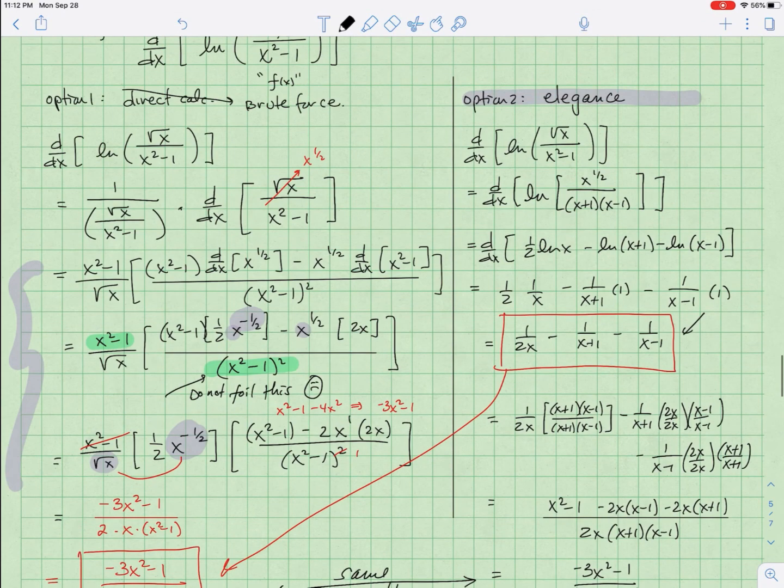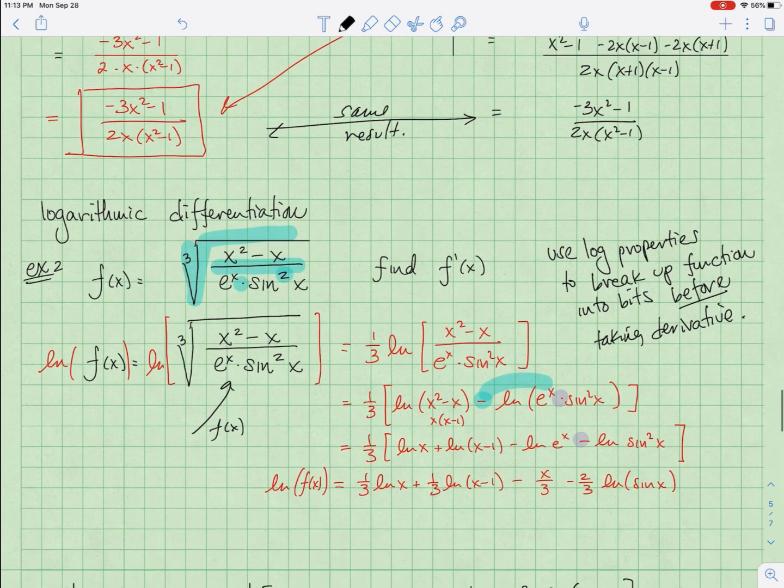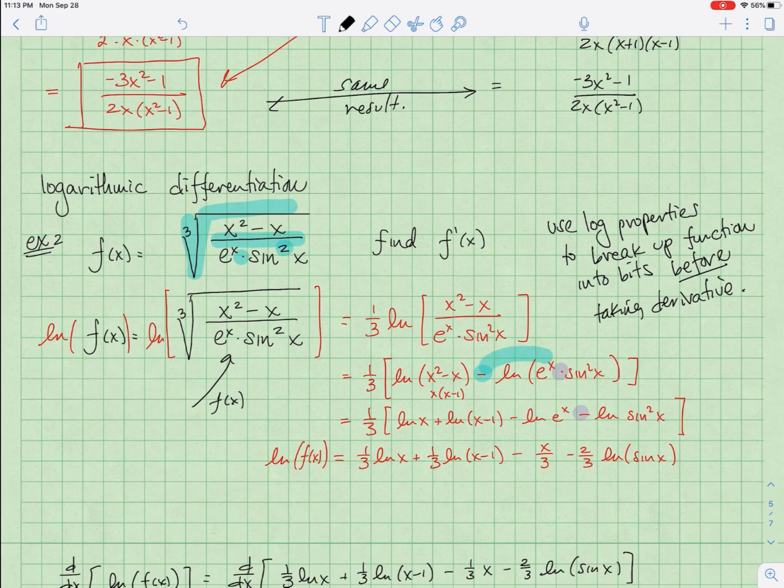If we look at some of these previous examples, isn't that what we just did right here? Yes and no. The difference between what we did up here and what we did down here was, in example 1, there was already a natural log in the problem. In this problem, we introduced our own natural log on both sides of the equation that allowed us to use log properties. So, step 1, take the natural log of both sides. And then step 2, use log properties before taking the derivative. And then step 3, differentiate and solve for f prime of x.